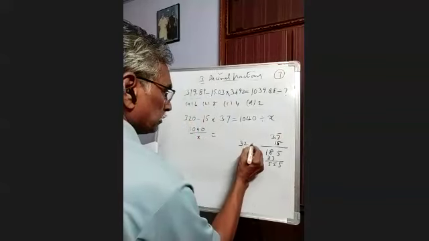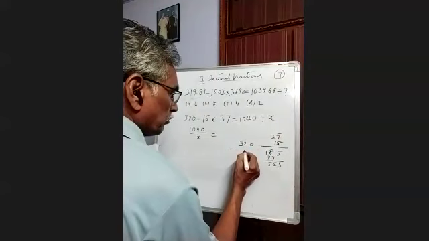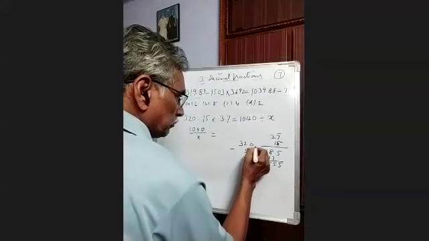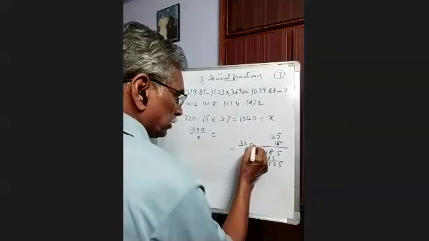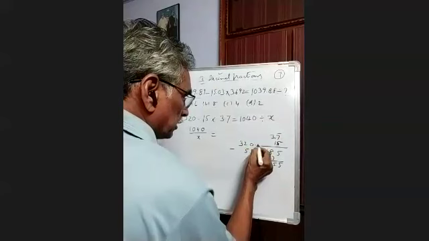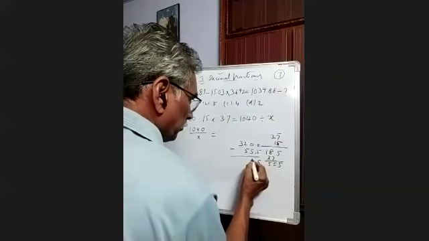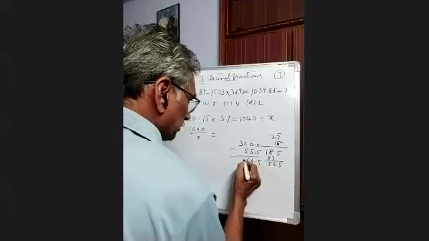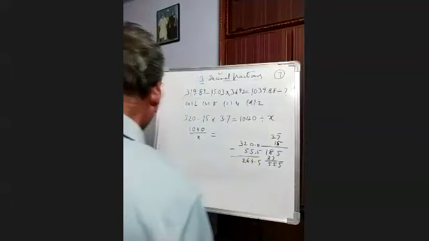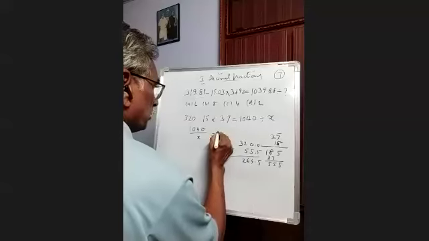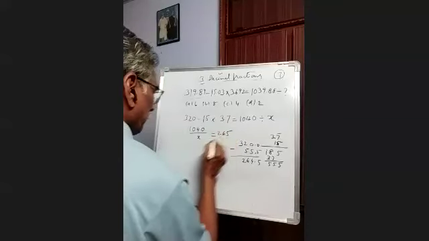So 320 minus 55.5. Decimal points need to be vertical. 320 point, otherwise we keep 0 here. Subtract: 5, 4, 6, 264.5. This can be approximated to 265. Here keep 265.